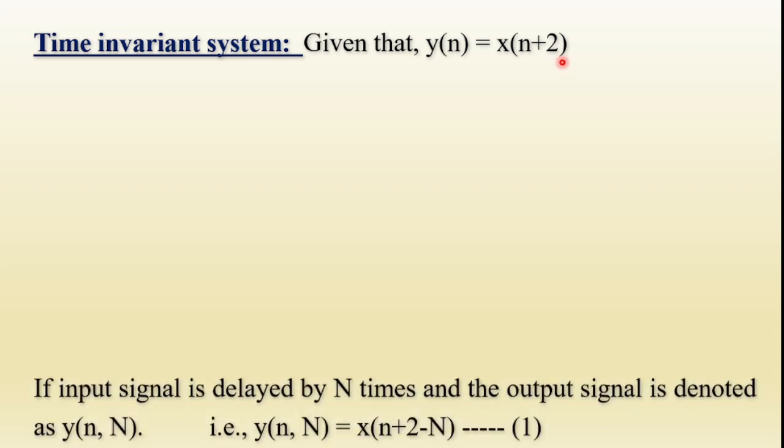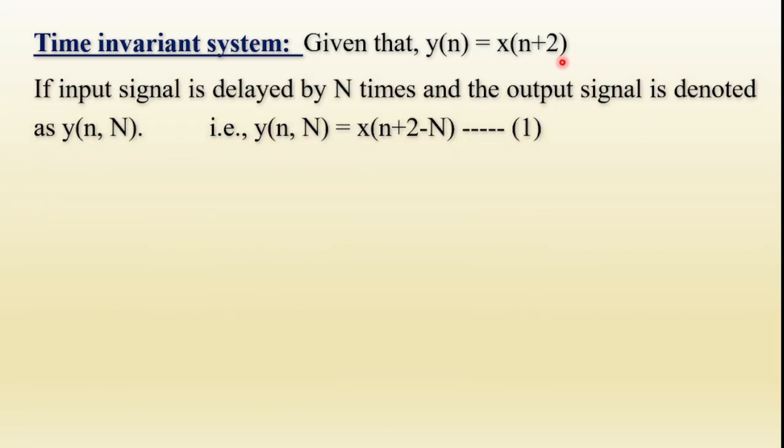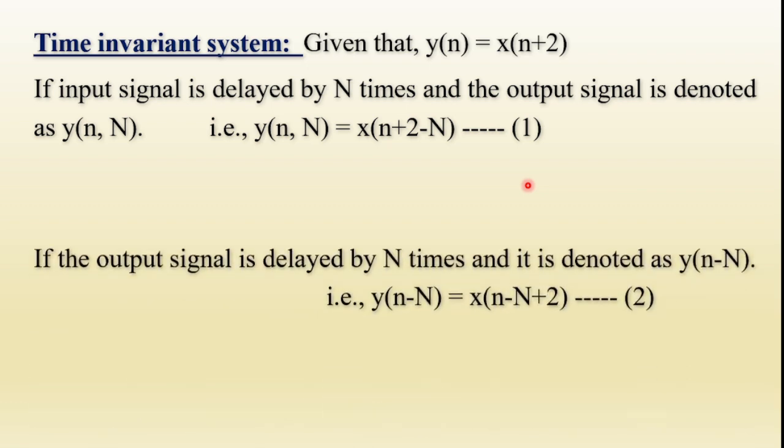If that input to the system is delayed by capital N times, in this case the resultant output signal is denoted as y of n comma capital N. Now here, what is the input to the system? x of n plus 2 is the input. That signal is delayed by capital N times. So y of n comma capital N is equal to x of n plus 2 minus capital N. That is considered as equation 1.